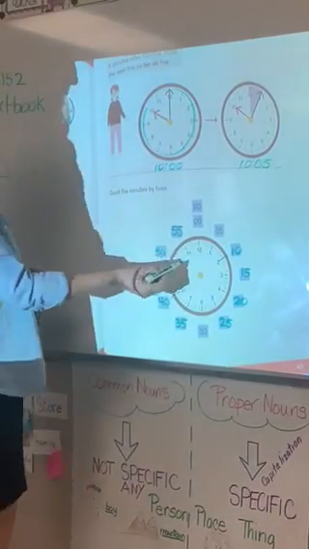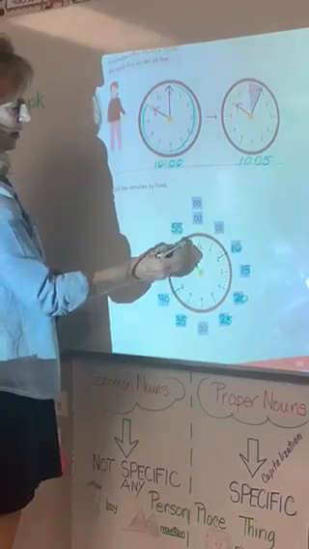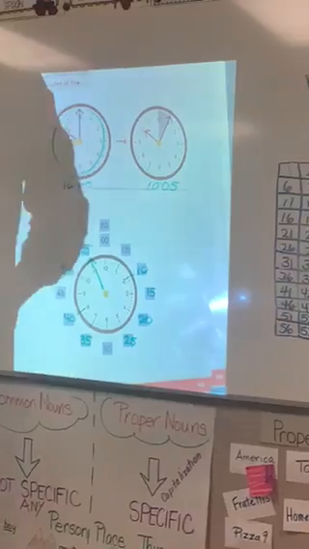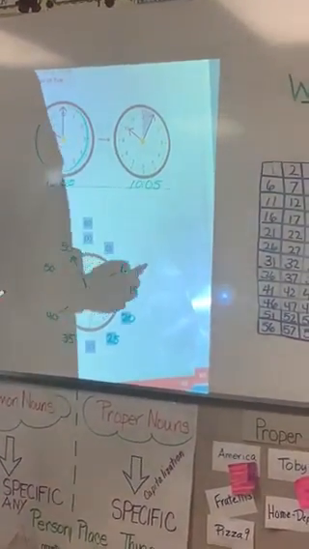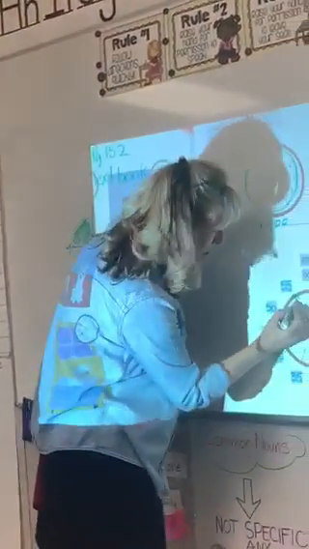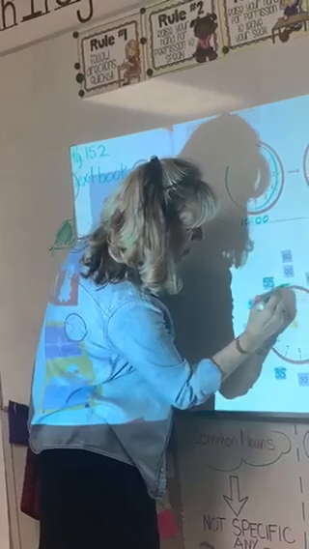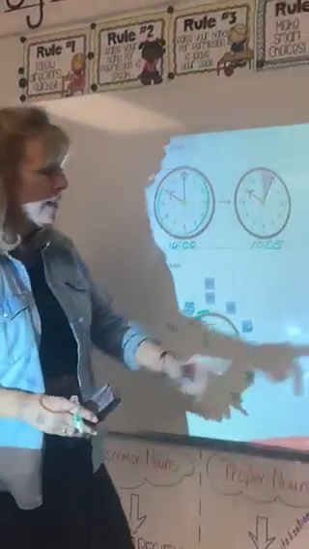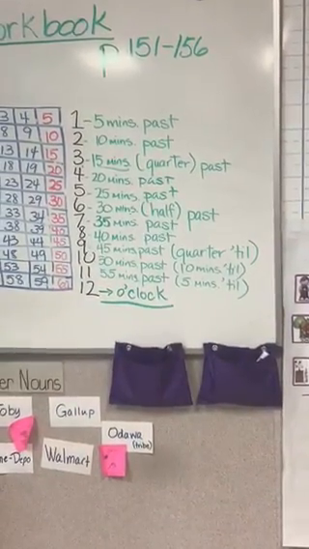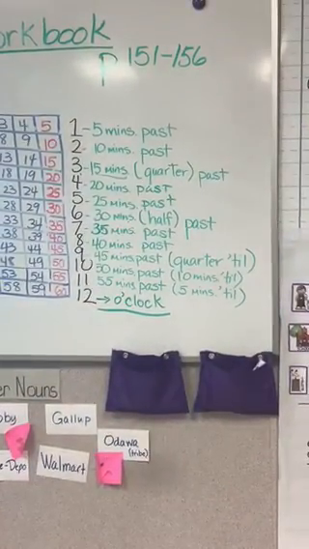Now, if your long hand is on the 55, that means how many left to go before 60? How many before 60 after 55? 5 minutes. It's almost the hour. It's only 5 minutes. So that's why we say 5 minutes till. Okay? 5 minutes till the hour.